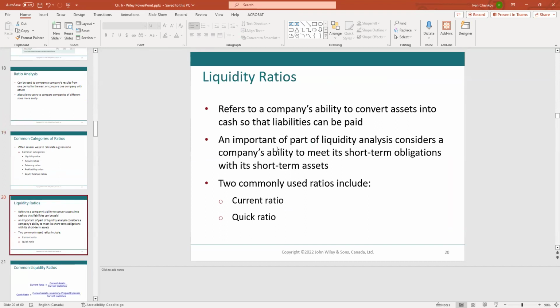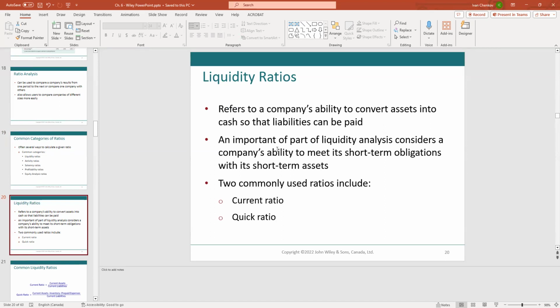Liquidity ratio. Those are related to the ability of the company to convert assets into cash for only and only one reason, to pay the liability. This is an important part of the liquidity analysis when we consider the ability of the company to pay the short-term liability with the short-term assets.